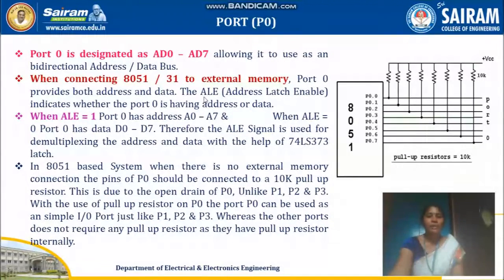Therefore ALE plays a vital role in latching the address depending upon the signal available at ALE. Because it is an active high signal, if it is equal to 1, it is going to latch the address. If it is low, then it is going to carry the data. To demultiplex this address and data bus, we can also use one more IC called IC 74LS373. Using this latch IC, it is possible for us to latch our multiplexed address and data bus.